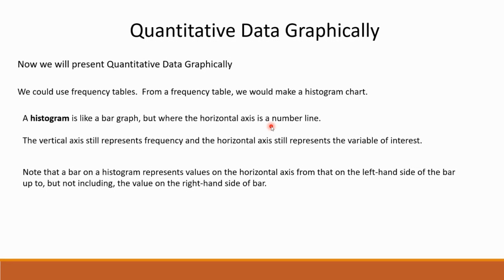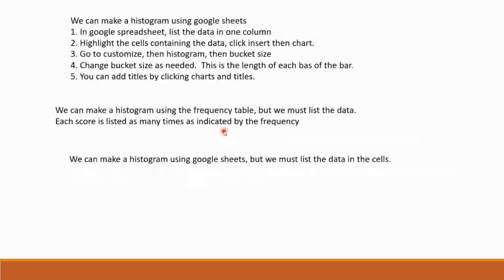I should say this also, that this might confuse you a bit, but when we see an example, I think it'll make sense. In the histogram, you do have bars, so it does look at first like a bar graph. However, the bar represents all values bigger than or equal to the left side of the bar, up to but not including the right-hand side.